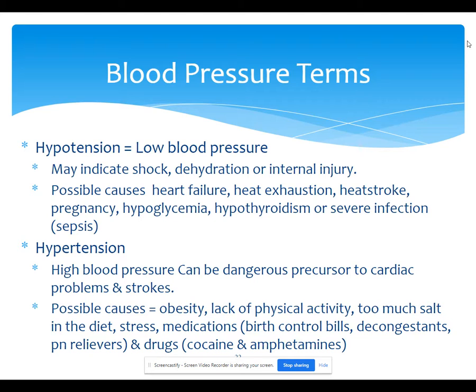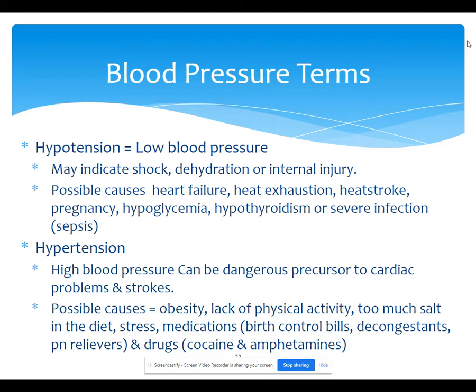Sometimes it's caused by obesity, lack of exercise, too much salt, stress, pain, drugs. There's many different things that can increase it or decrease it, but you want to keep it between that 120 over 80, which is kind of that sweet number.